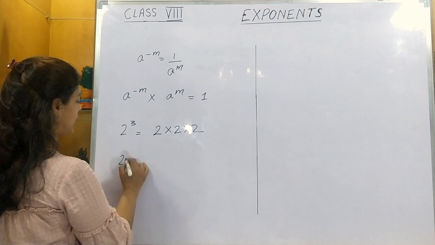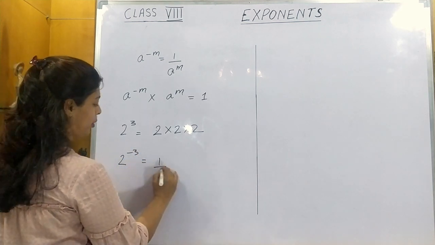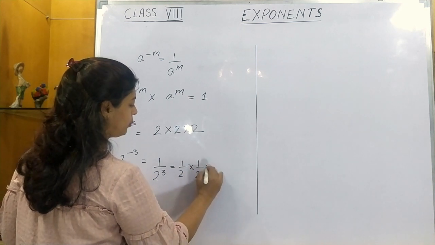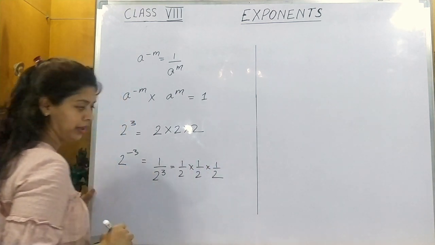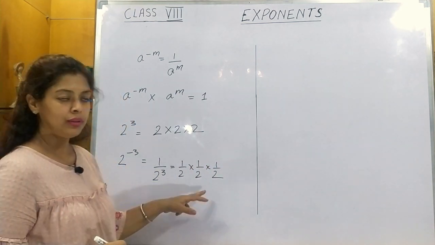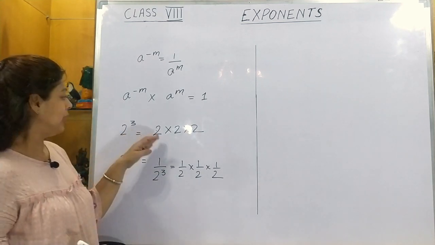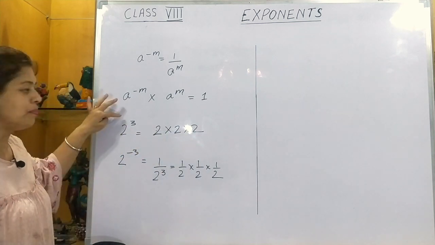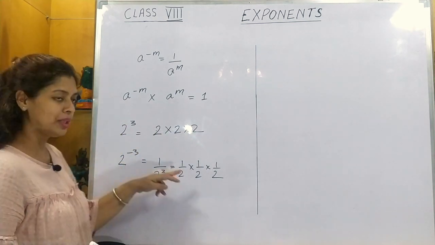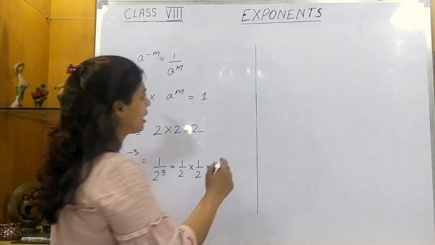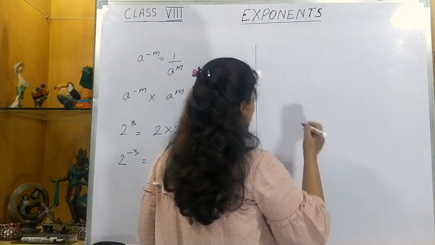And 2 raised to minus 3 means 1 upon 2 raised to 3, that is 1 upon 2 into 1 upon 2 into 1 upon 2. It means division by 2 three times. So from this I can say that multiplication multiple times gives me positive exponents and division multiple times gives me negative exponents. Now there are a couple of interesting facts about 1.